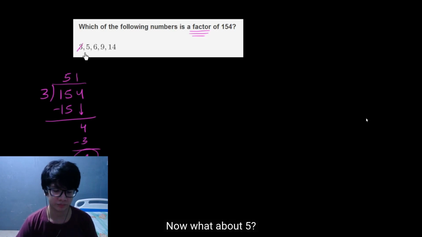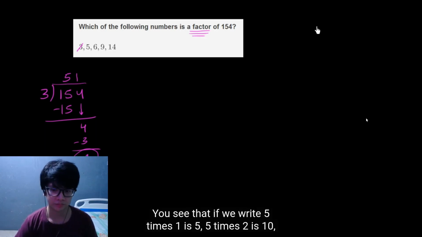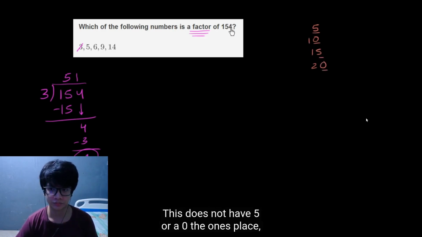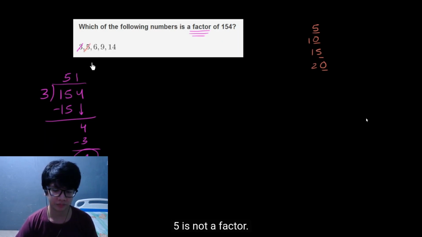Now what about 5? Any multiple of 5 is either going to have a 5 or a 0 in the ones place. You see that 5 times 1 is 5, 5 times 2 is 10, 5 times 3 is 15, 5 times 4 is 20. You either have a 5 or a 0 in the ones place. This does not have a 5 or a 0 in the ones place, so it's not going to be divisible by 5. 5 is not a factor. 154 is not a multiple of 5.